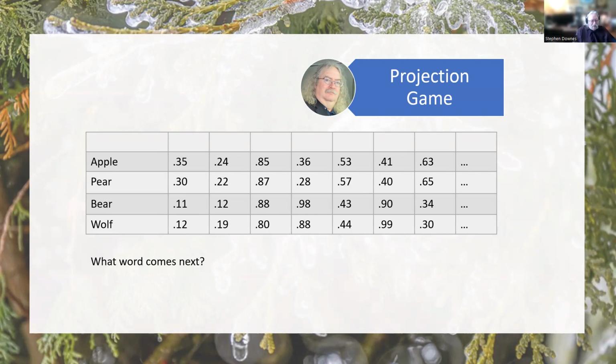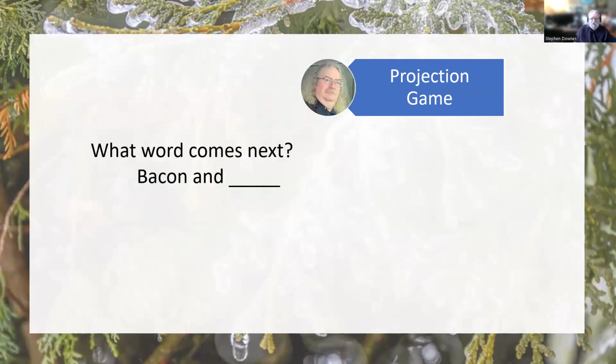So how do we show that this is the case? Well, let's play the projection game. Try this yourself. What word comes next? Bacon and... Eggs. Eggs? Probably, right? I'd say so.